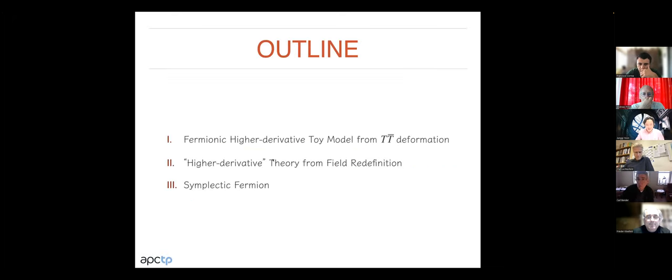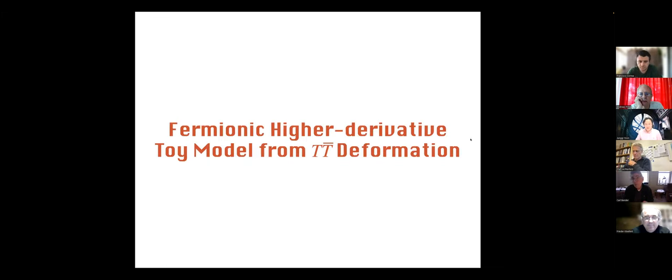So how long is it? First, I will discuss the interest of a fermionic higher derivative toy model from the so-called TT bar deformation. Then I will discuss higher derivative theory, in quotation marks, from the field theory definition. And then I will discuss a symplectic fermion model. So first, the toy model from the TT bar deformation.